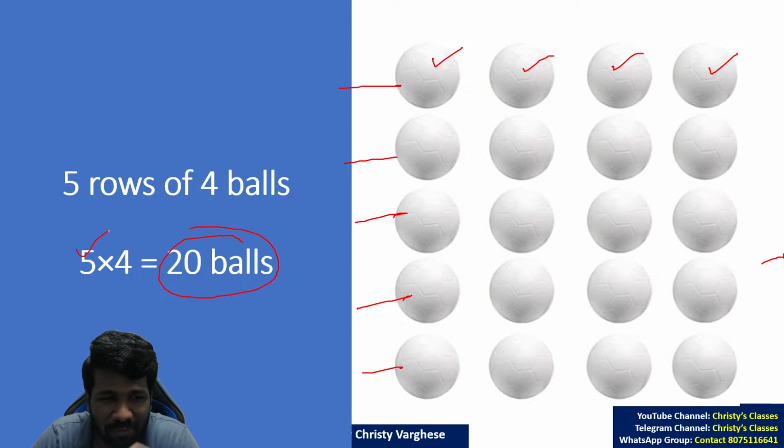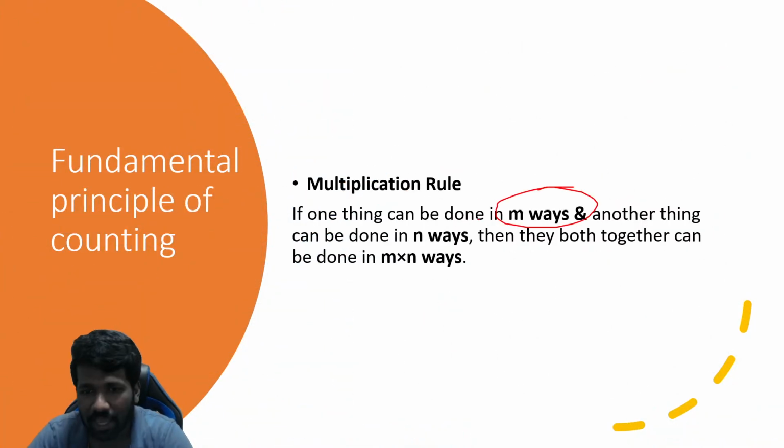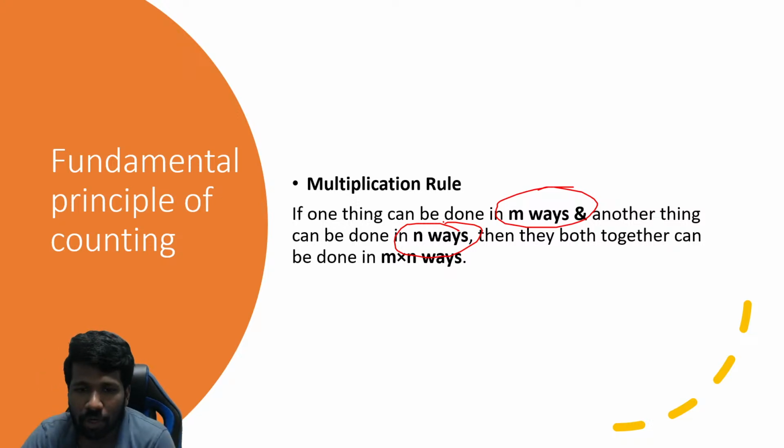And this is called fundamental principle of counting. 5 ways you can choose rows, 4 ways you can choose columns, or 4 ways you can fill balls in each row. Then the total number of balls will be 5 into 4. If you can do one thing in m ways, and another thing in n ways, both things together can be done in m into n ways.